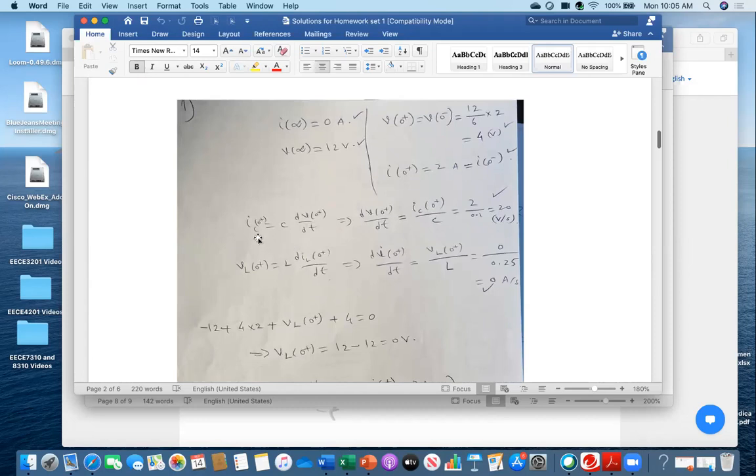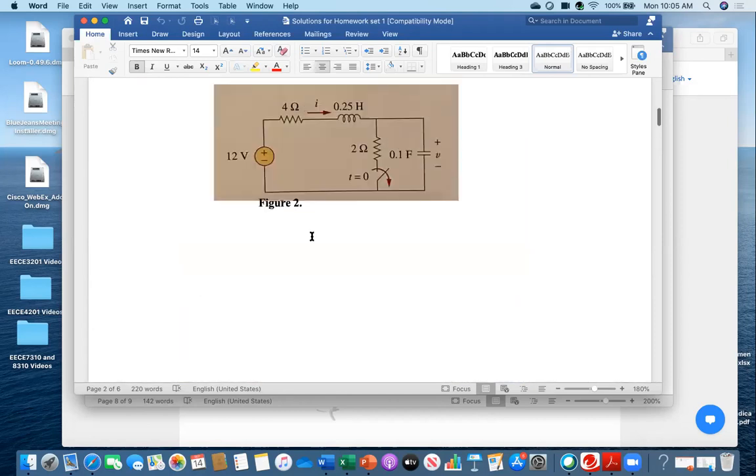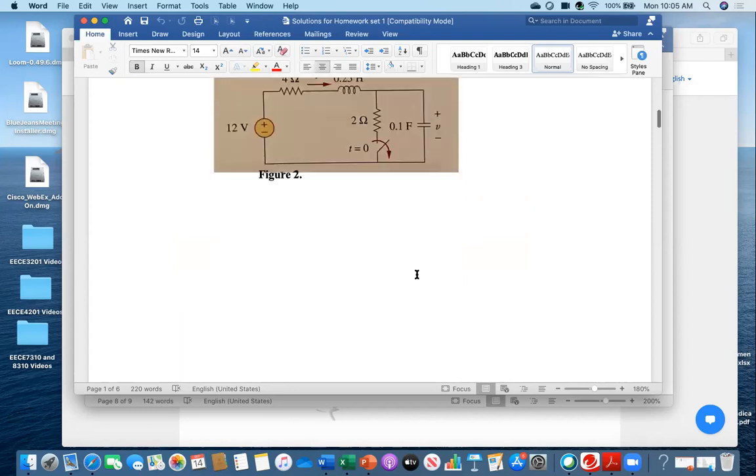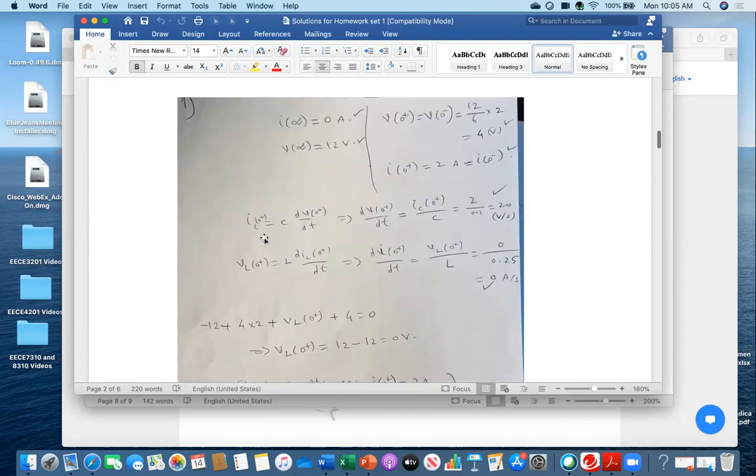I am doing IC0 plus equal to C dV by dt. Once the transient happened, this means current is flowing. The switch is opened, so now current is flowing. And you have to find out di0 plus by dt and dv0 plus by dt during the transient. So IC is C dV by dt, so dv0 plus by dt is IC0 plus over C.